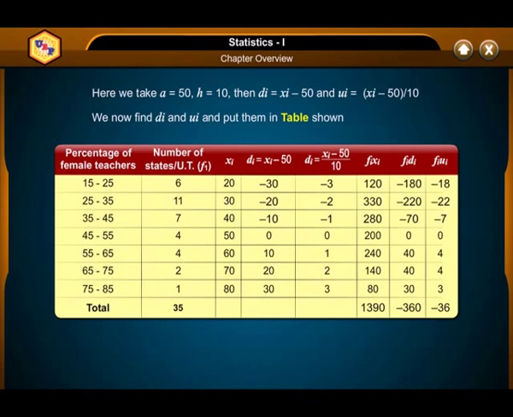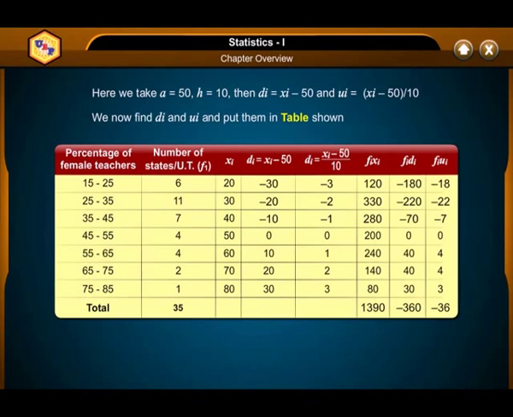fixi, fidi, fiui. 15 to 25, 6, 20, minus 30, minus 3, 120, minus 180, minus 18. 25 to 35, 11, 30, minus 20, minus 2, 330, minus 220, minus 22. 35 to 45, 7, 40, minus 10, minus 1, 280, minus 70, minus 7. 45 to 55, 4, 50, 0, 0, 200, 0, 0.